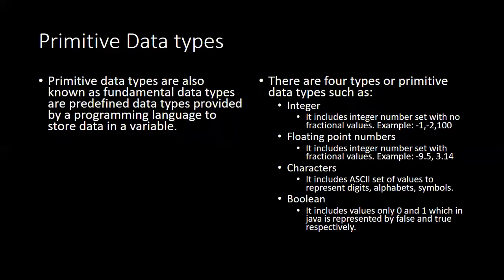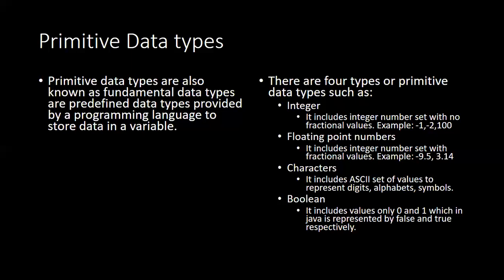So in Java, there are four basic primitive types: integer, floating point, character, and boolean. Integers are those values which are just integer numbers with no fractional values, like -1, -2, 100. For negative values, we call them signed, and those which are just positive values are called unsigned. And floating numbers are the real numbers which have point values, like -9.5, 3.14, this kind of values.